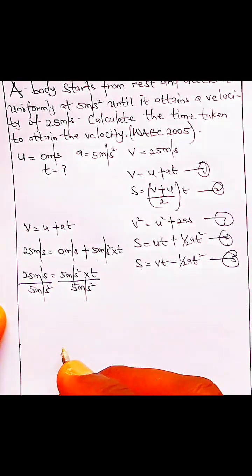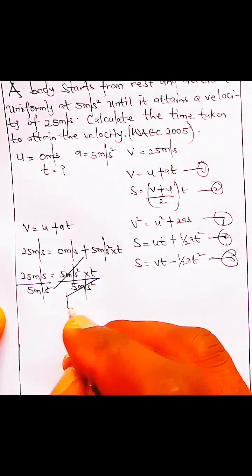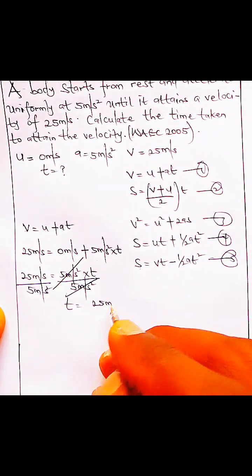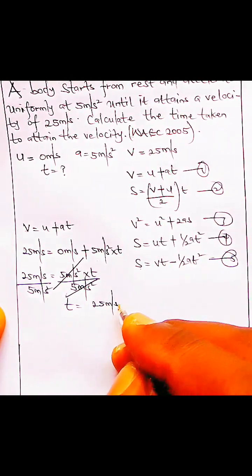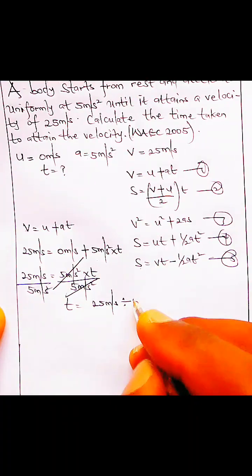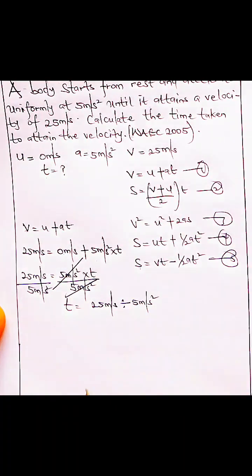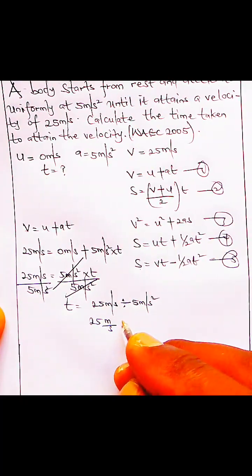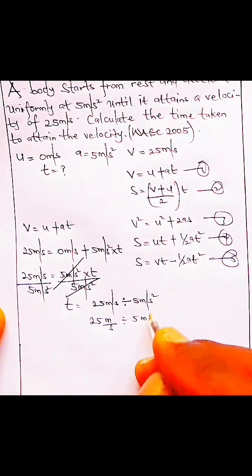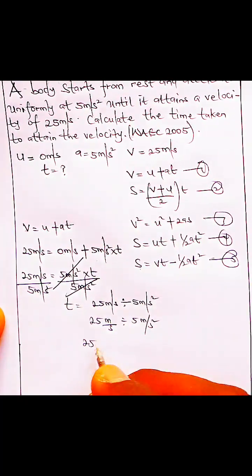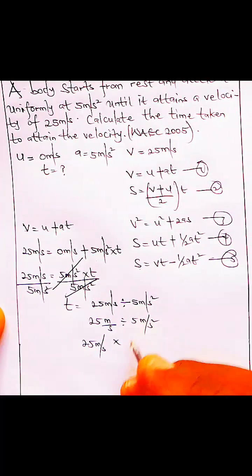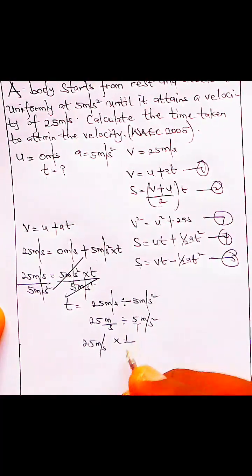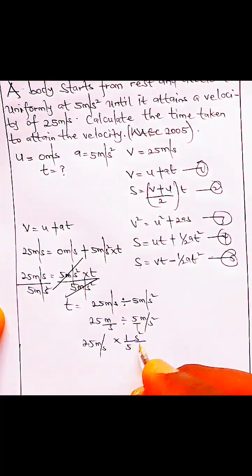That's what we're going to do. So this divides this. Our time is 25 meters per second squared, I beg your pardon, divided by 5 meters per second squared. So what do we do next? This 25 meters per second divided by 5 meters per second squared.